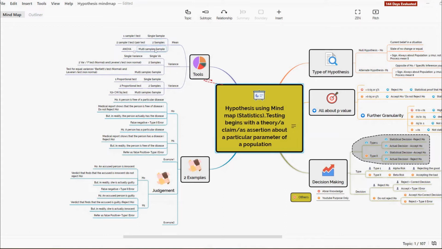For multi-sample, ANOVA is the best method, analysis of variance, where you can easily compare the means with interaction. That is what ANOVA is all about.